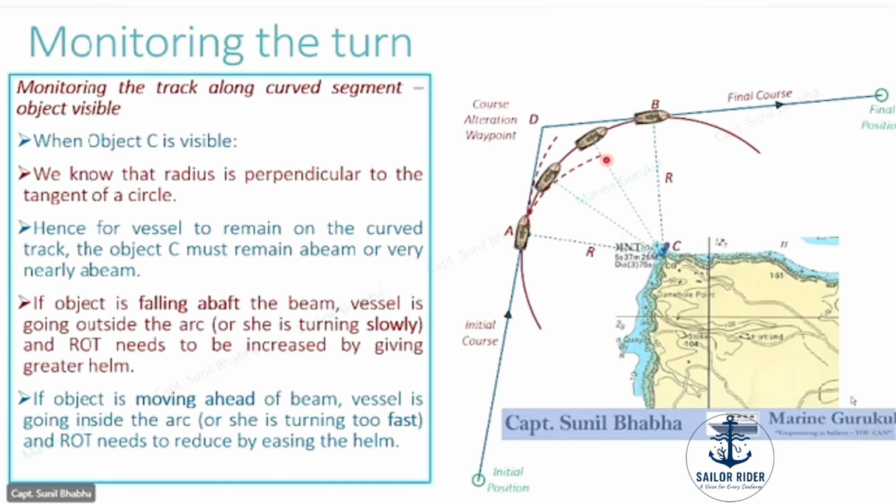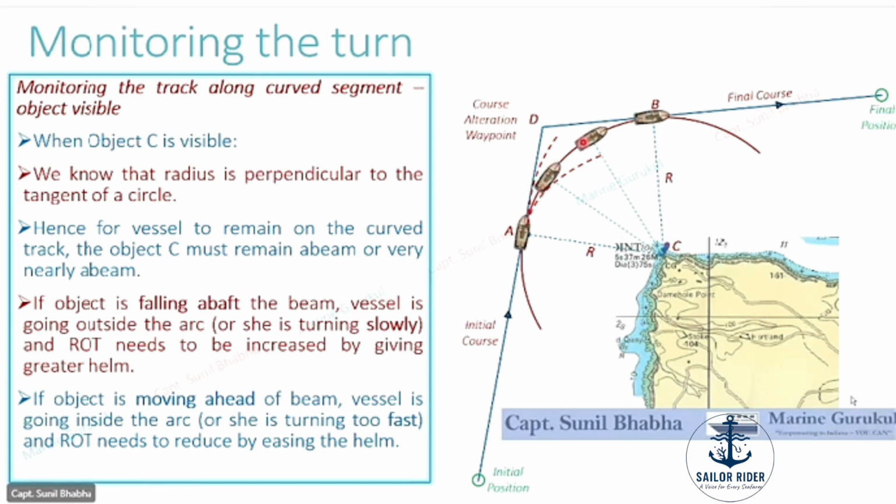So a very good indication to monitor the progress is keeping the lighthouse, which is at the center of our turn, exactly abeam. Whenever it starts to fall abaft the beam, we are turning slowly, increase the helm angle, increase the rate of turn and bring it abeam again. And if at any point of time it moves ahead of the beam, that means we are turning too fast, reduce the helm angle, reduce the rate of turn and bring it abeam again.